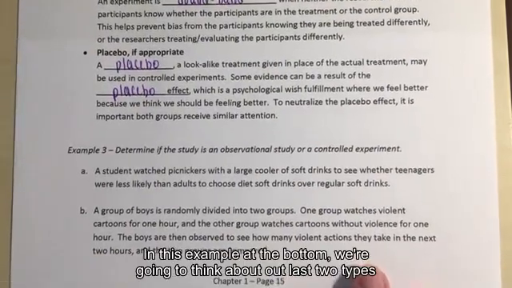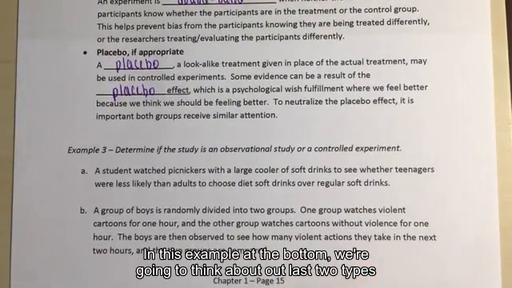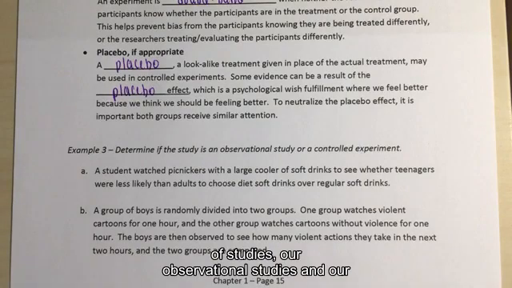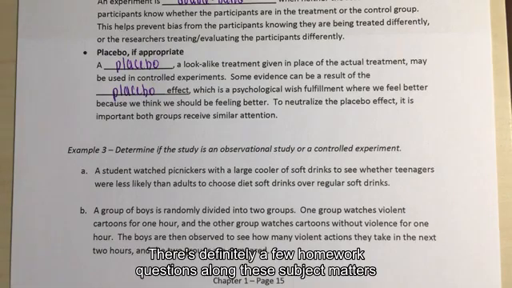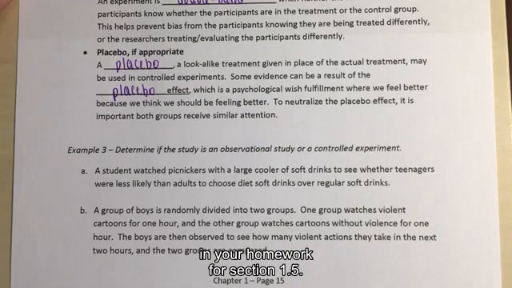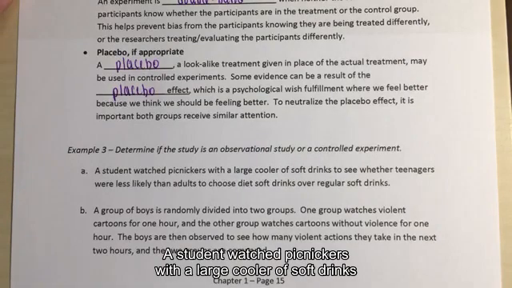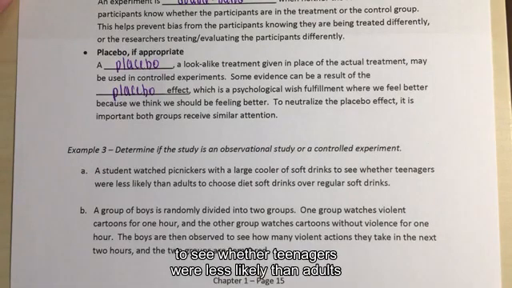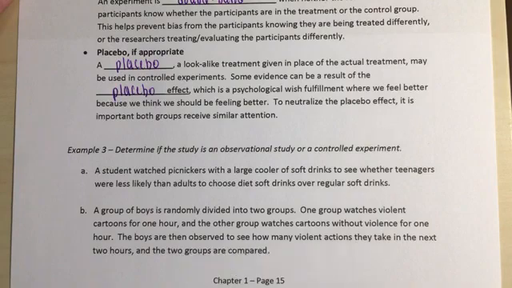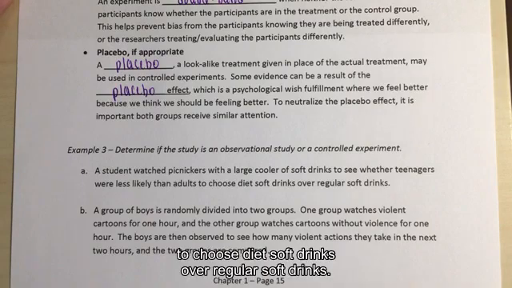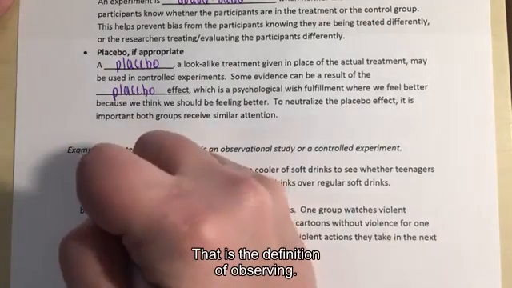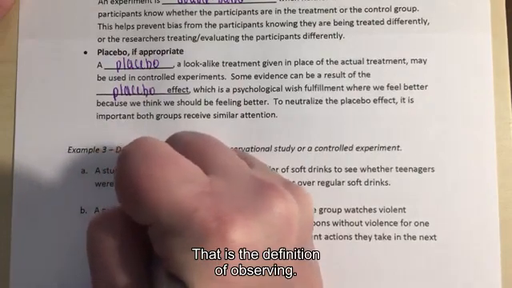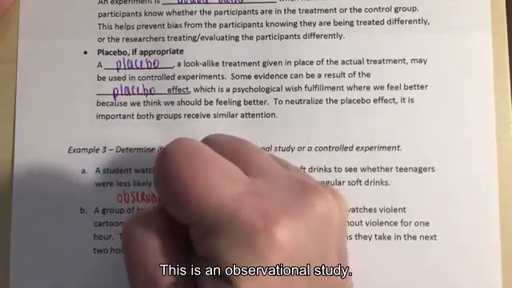All right, so in this example at the bottom, we're going to think about our last two types of studies, our observational studies and a controlled experiment, and decide which one is which. There's definitely a few homework questions along these subject matters in your homework for section 1.5. So a student watched picnickers with a large cooler of soft drinks to see whether teenagers were less likely than adults to choose diet soft drinks over regular soft drinks. Right, so looking at this, a person is just watching, right? That is the definition of observing. Right? This is an observational study.